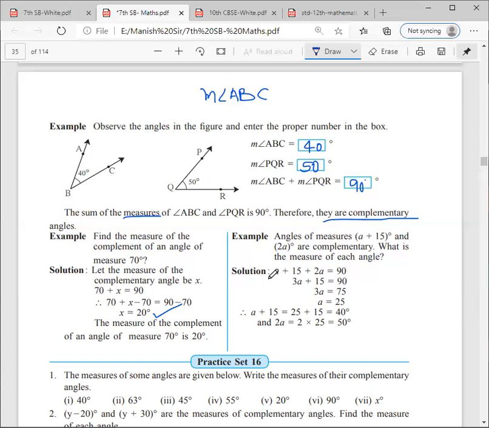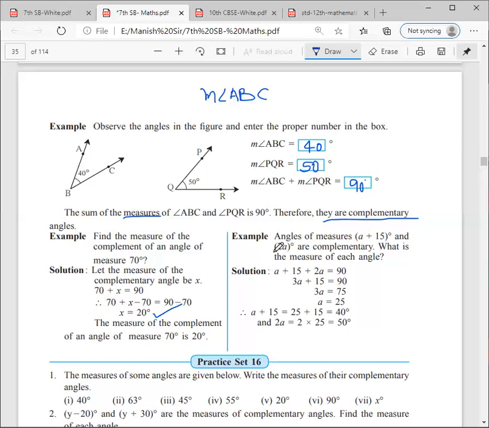Just try to understand, very simple. They have given the measures of the angles as a plus 15 degrees and 2a degrees, and they have clearly said these two angles are complementary angles. What is the measure of each angle?